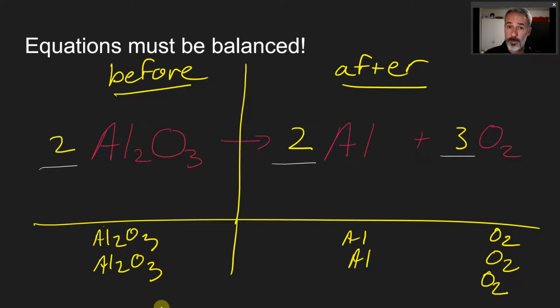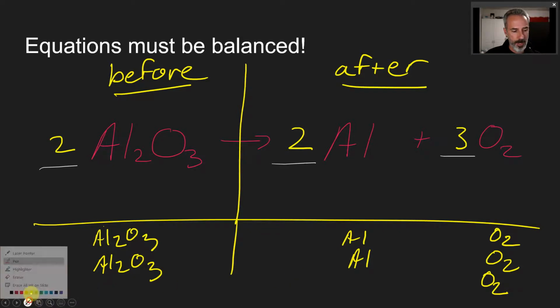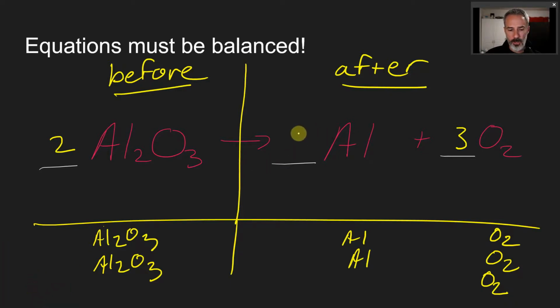Are we done? No, the aluminums aren't balanced. Does the before side or the after side need more aluminums? Definitely the after side. Okay, I'm going to come in here. I'm going to erase that. And I want to know, what number do you think goes here? 4. If I put a 4 there, that gives me 4 of those aluminums. That's 1, 2, 3, 4 aluminums. And over here, I have 2, 4, 4 aluminums.